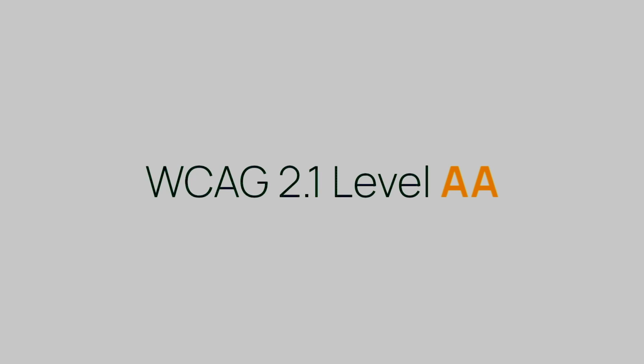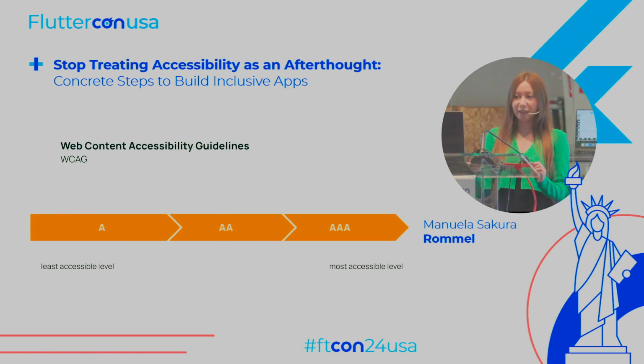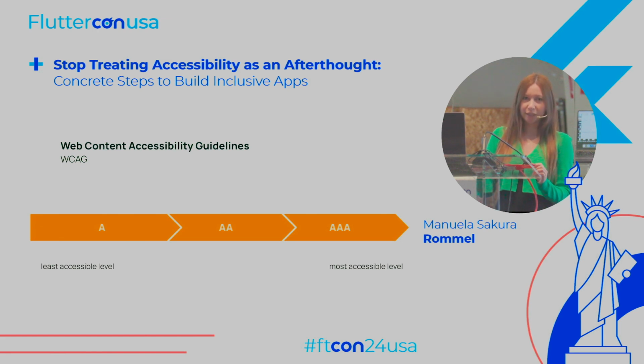Let's break down AA. There are three accessibility levels: A, AA, and AAA, with A being the least accessible and AAA being the most accessible. We have to aim right in the middle, AA, to be compliant, and you can check on WCAG if you are already complying and what you need to adjust in your app.